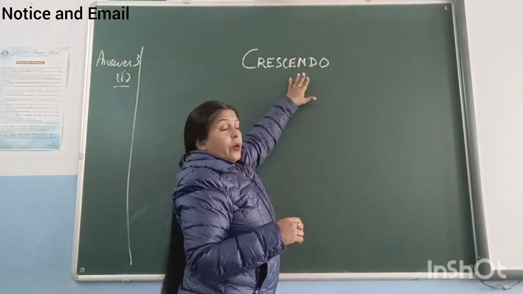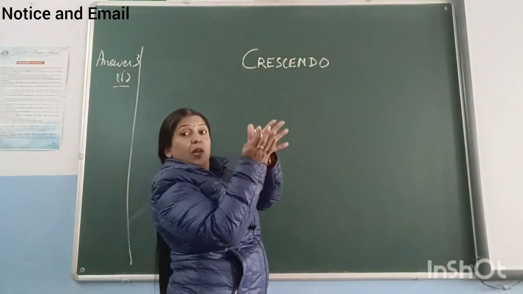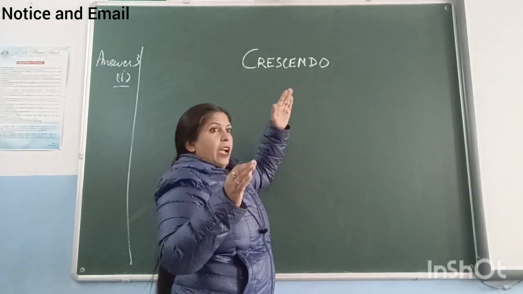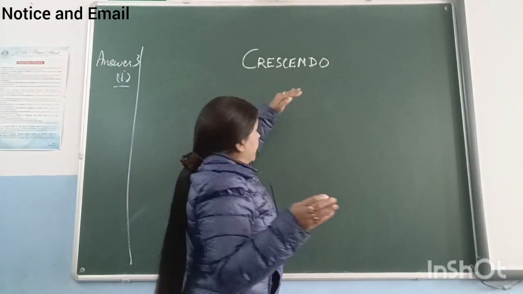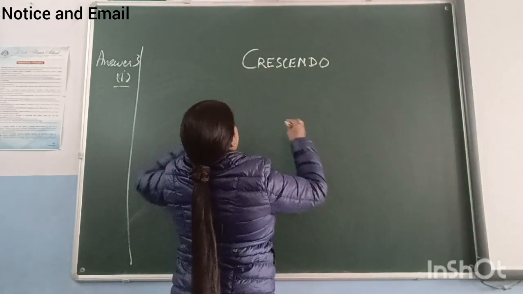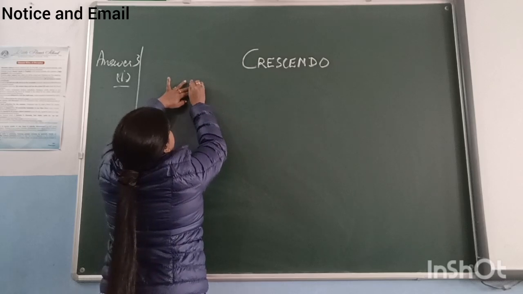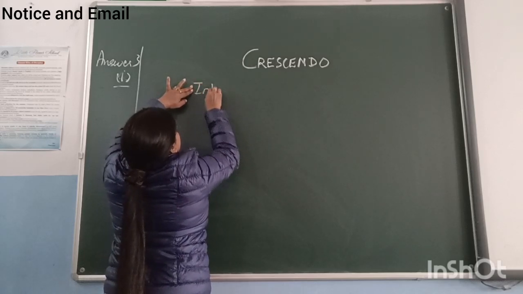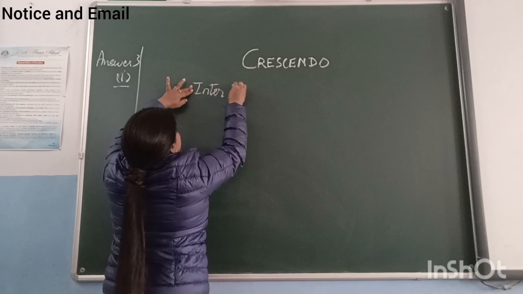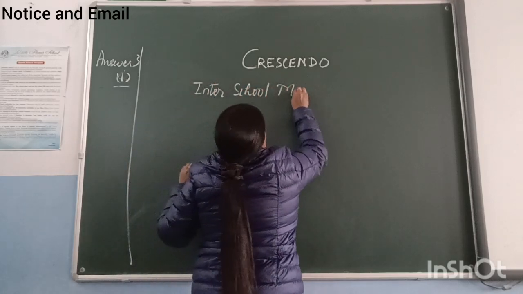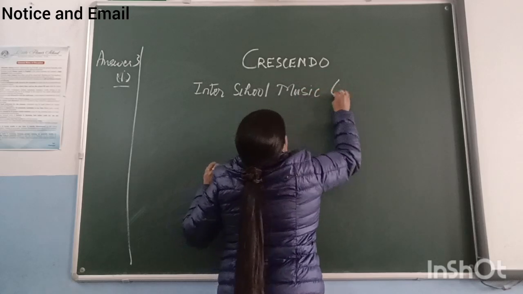Leave space, do not make it very close. It doesn't look neat, and clarity should be there. So leave a line and you will write the name of the event. What is the name of the event? Inter school music competition.